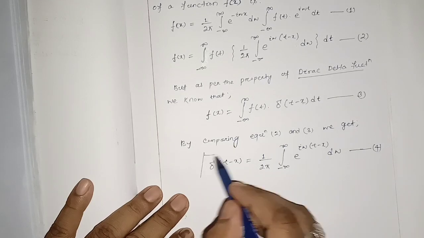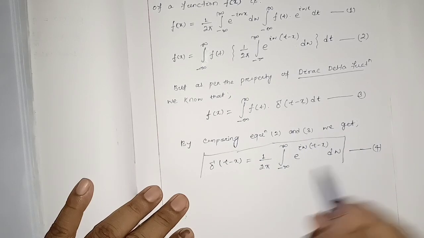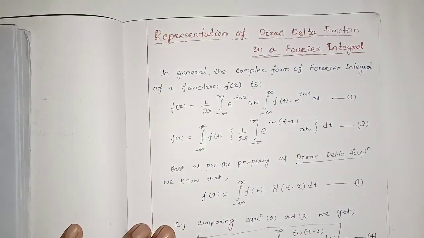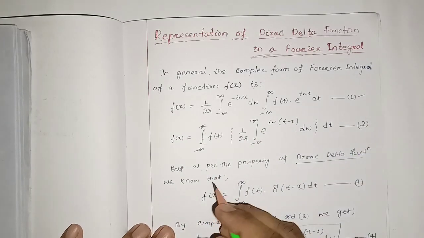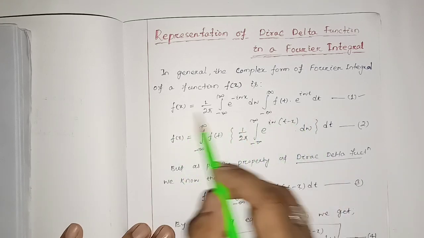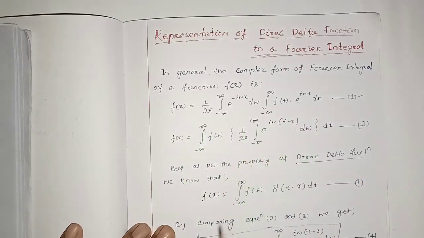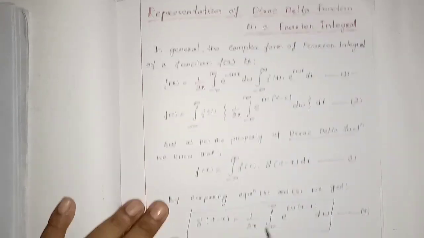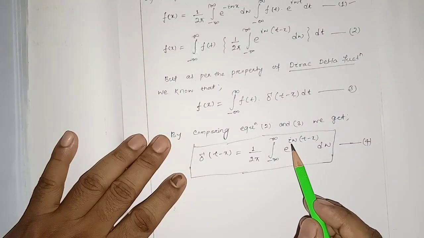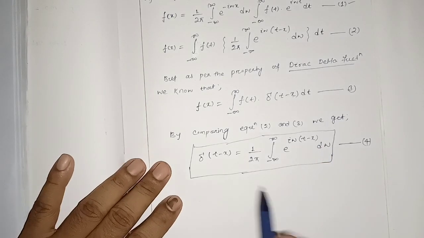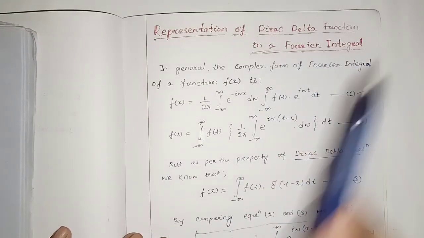And this is nothing but the so-called delta function inherently present in the Fourier integral. The heading is the representation of the Dirac delta function in a Fourier integral. So equation number 1 is nothing but your Fourier integral. Inherently the delta function is present inside this Fourier integral, and what is the value of that delta function? That is delta(t minus x), that is 1 by 2 pi integral from minus infinity to plus infinity of e to the power i omega (t minus x) d omega, which is nothing but the delta function inherently present in the Fourier integral.